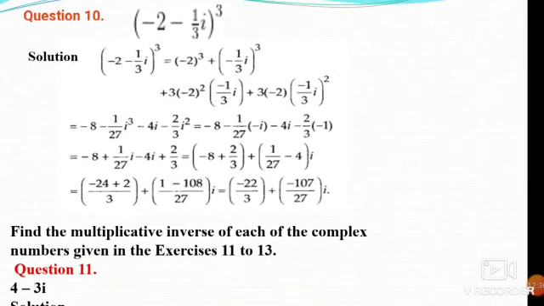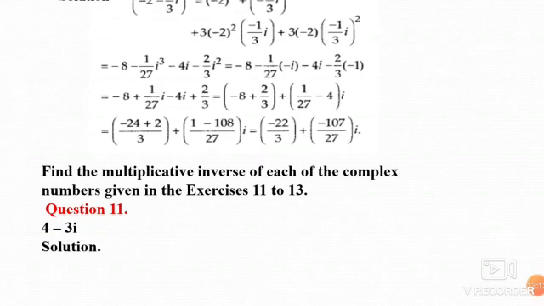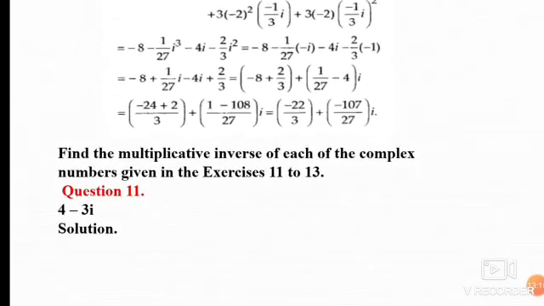Next one, minus 2 minus 1 by 3i the whole cube. We all know the formula of a plus b the whole cube. Applying the formula, you will get minus 2 the whole cube plus minus 1 by 3i the whole cube plus 3 into minus 2 the whole square into minus 1 by 3i plus 3 into minus 2 into minus 1 by 3i the whole square. On simplification, wherever i square, you have to put i square equal to minus 1. So put all the values and we will get the final answer as minus 22 by 3 plus minus 107 by 27i.